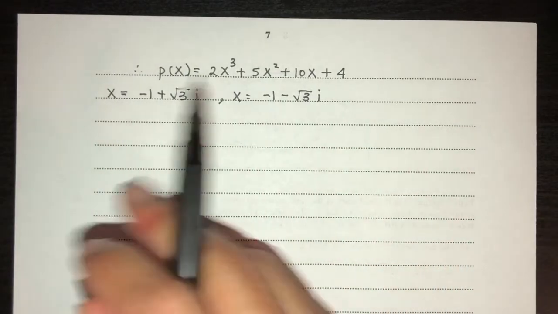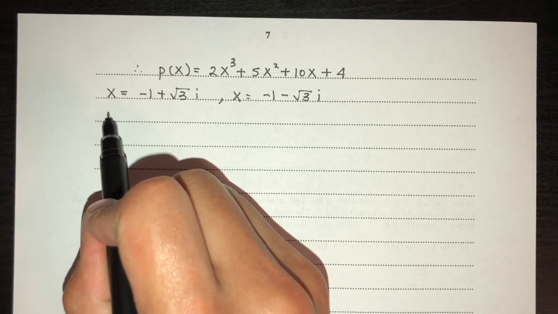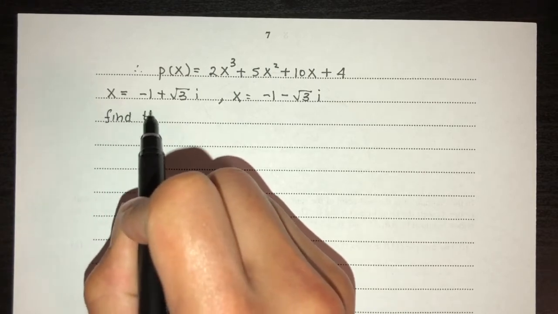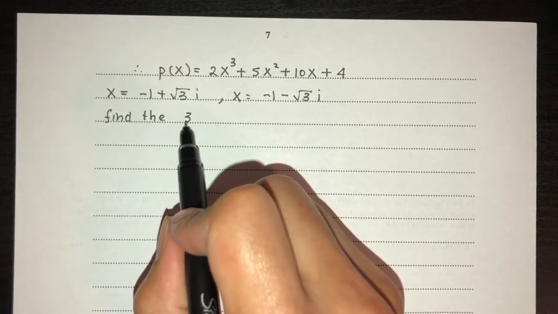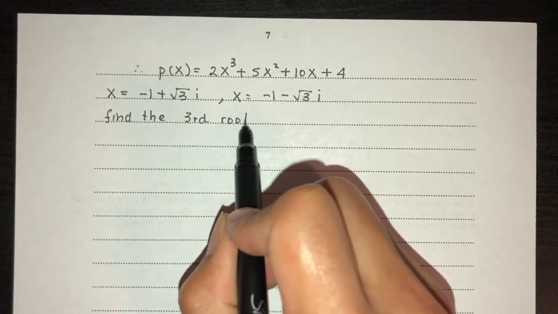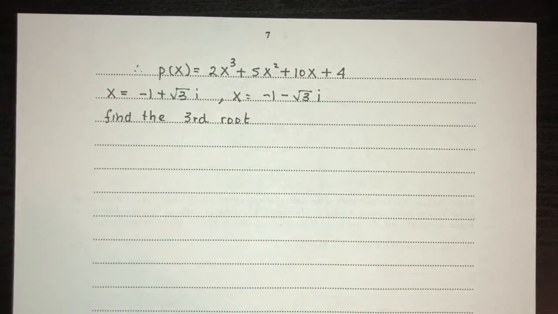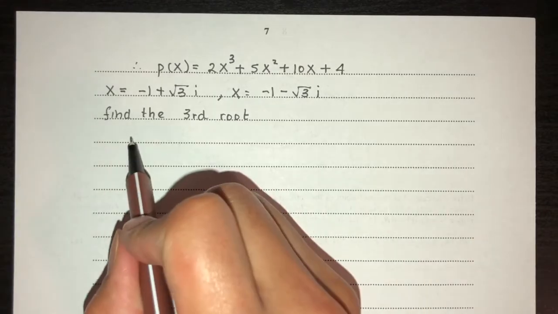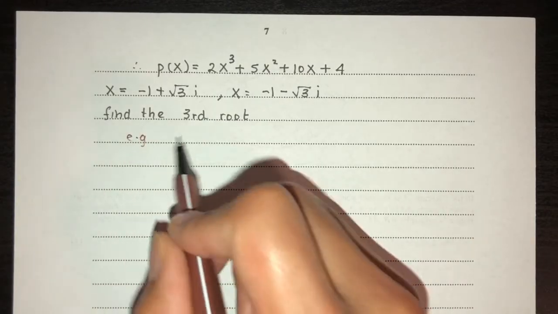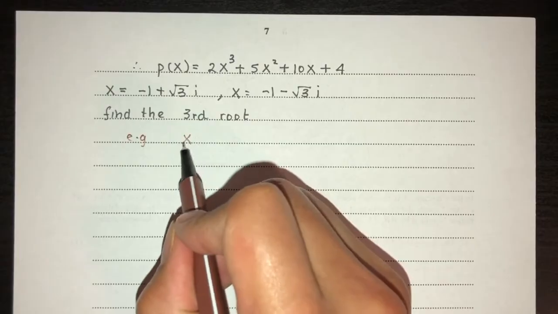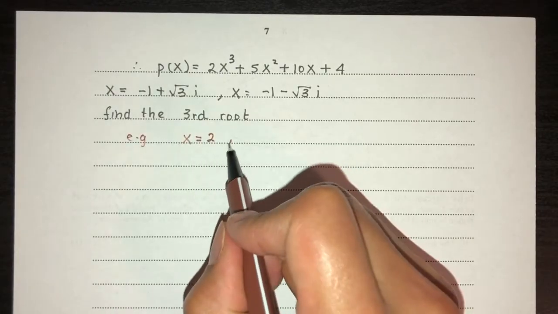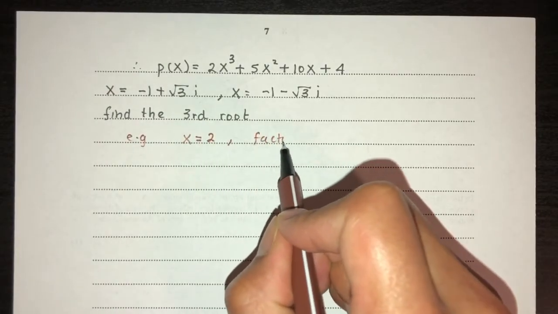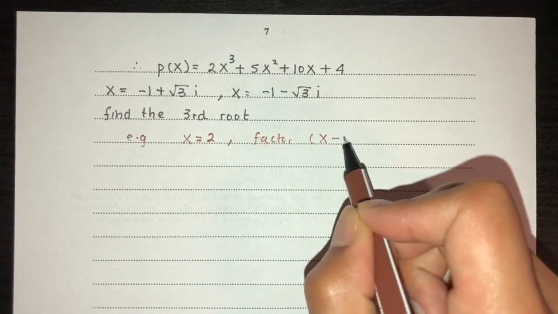So by knowing all this now, the question is to find the third root. Because it is a cubic function, it will have 3 roots. We know 2 of them, we have to find the third one. So now you have to know how you write your roots as your factors. For example, this is only an example, when I say x is equal to 2, that is a root. So what is a factor? Factor will be x minus 2.